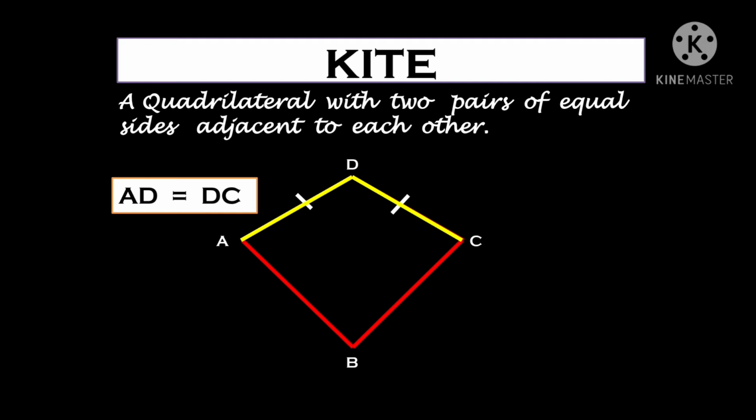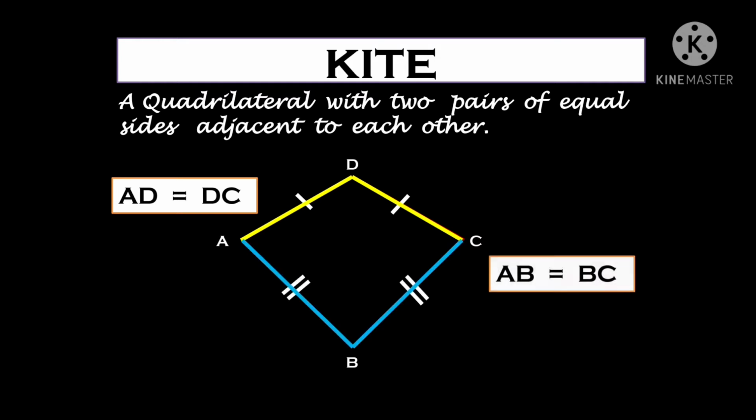The next pair will be AB and BC. Here these 2 are also equal. As you can see here, AD is equal to DC and AB is equal to BC. So adjacent sides are equal. So 2 pairs: AD and DC are 1 pair, AB and BC are the second pair. Both of them are equal. So this forms a kite.